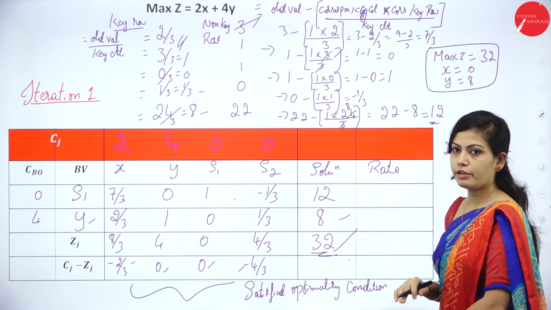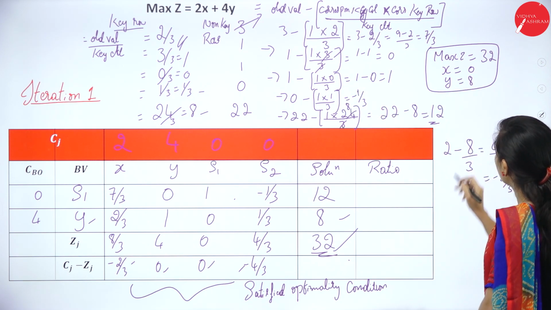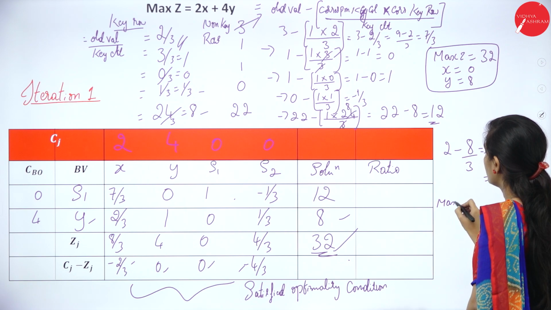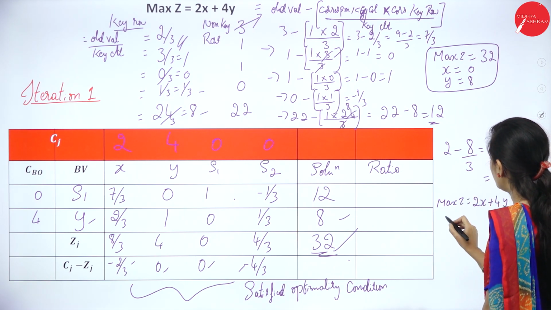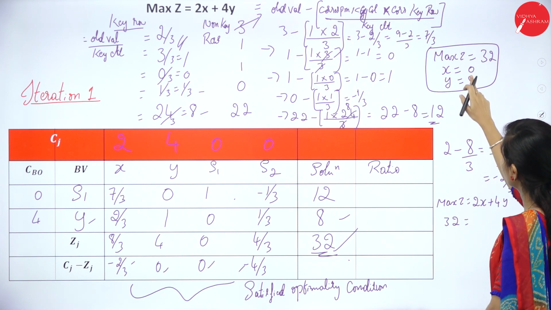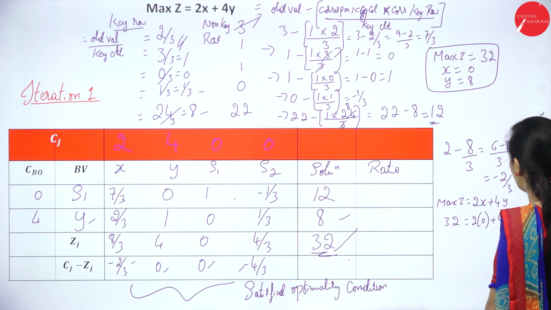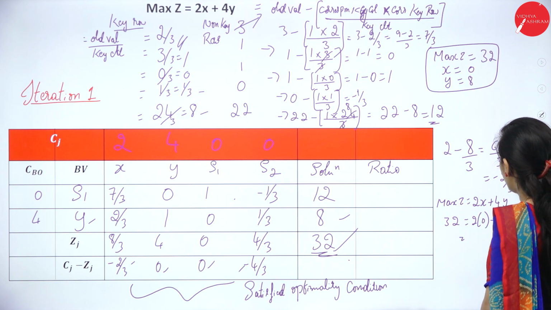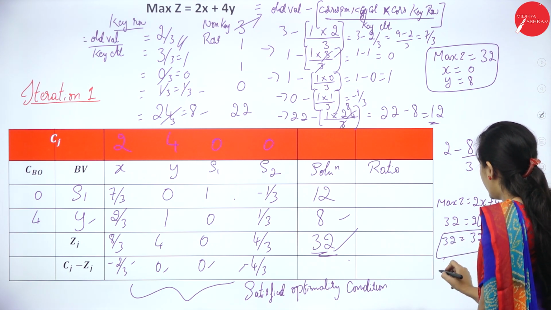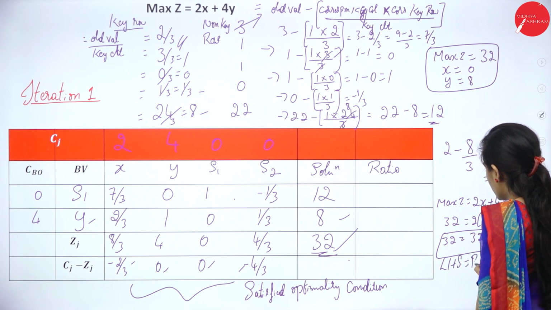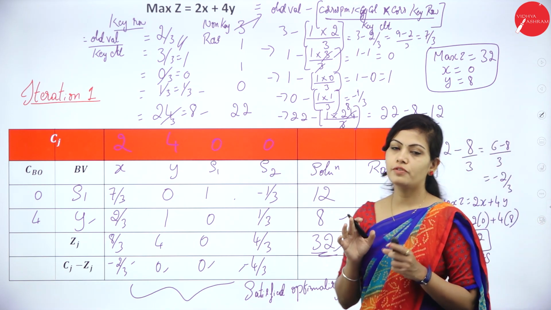Now you can cross verify this. Substitute these values into the objective function. Max Z is equal to 2x plus 4y. Max Z is equal to 32, and 2 into X, where X value is 0, plus 4 into Y, where Y value is 8. So 0 plus 4 into 8 is 32. So 32 is equal to 32. LHS is equal to RHS. Hence it is proved.